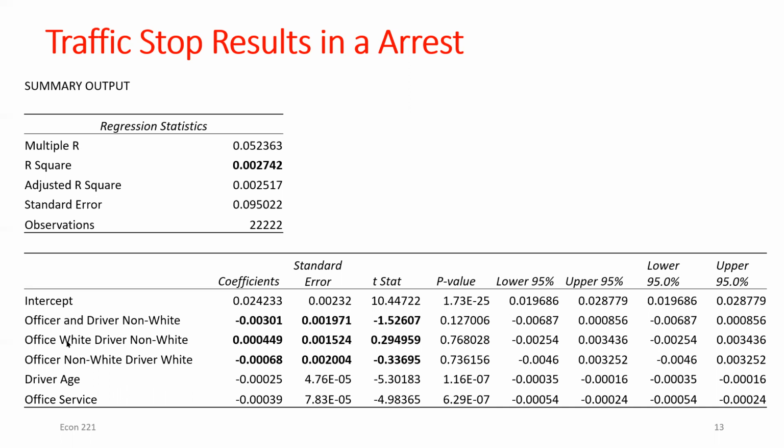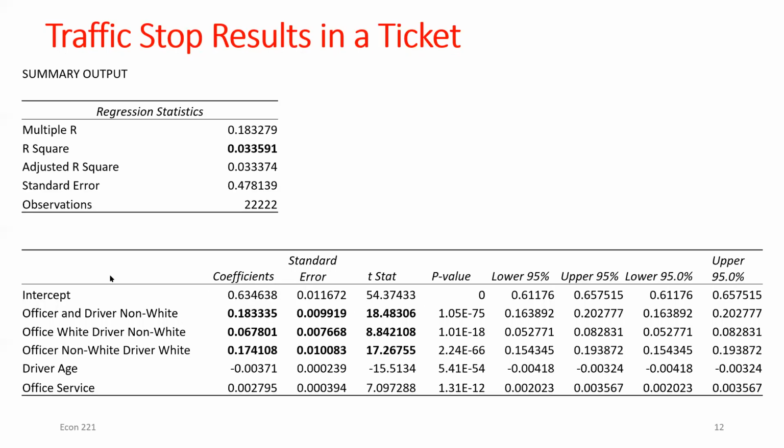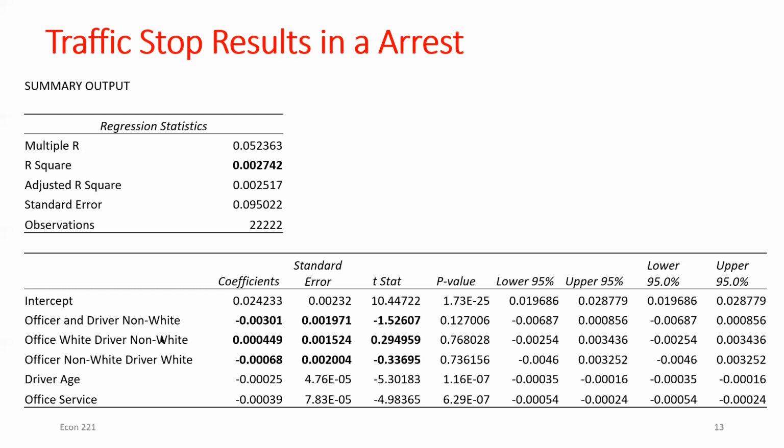So notice here, relative to when the officer and driver were both white, when the officer's white and the driver's non-white, there's a slightly higher probability that it turns into an arrest. However, we can't say it's statistically any different from 0. So that's good. It doesn't look like there's as much discrimination going on, at least in a more intense way, right? Unfortunately, it looks like non-white drivers are getting tickets at higher rates. However, those tickets aren't turning into arrests.